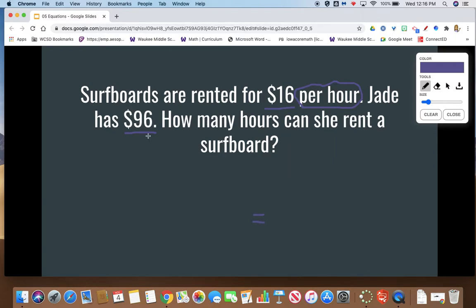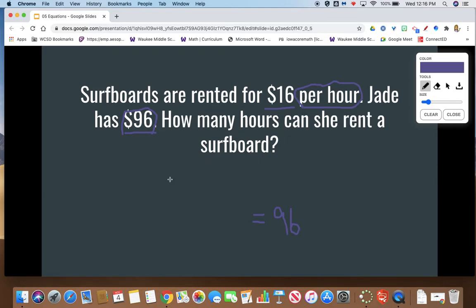What's our total that Jade has? Well, our total is that amount she has, $96. That means that piece is going to be by itself on one side of the equal sign. What's the piece that we're going to use to get up to that $96? Well, we need to use our 16. We know that's the cost that a surfboard is per hour.